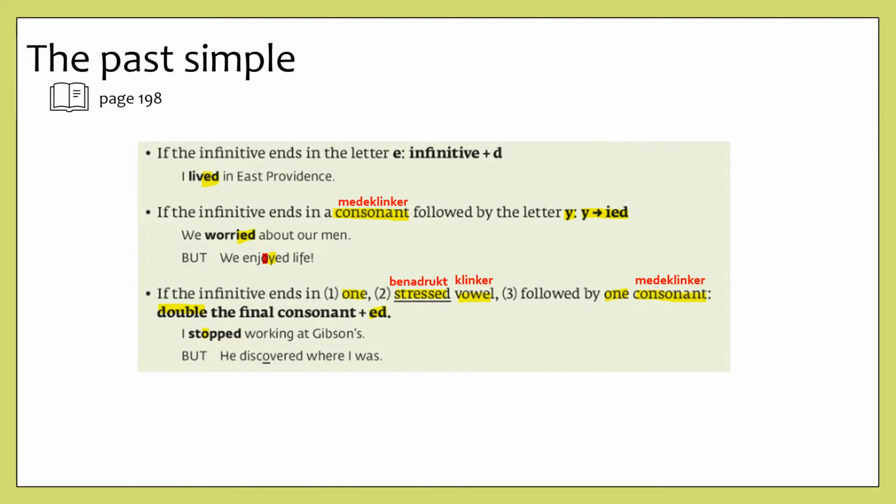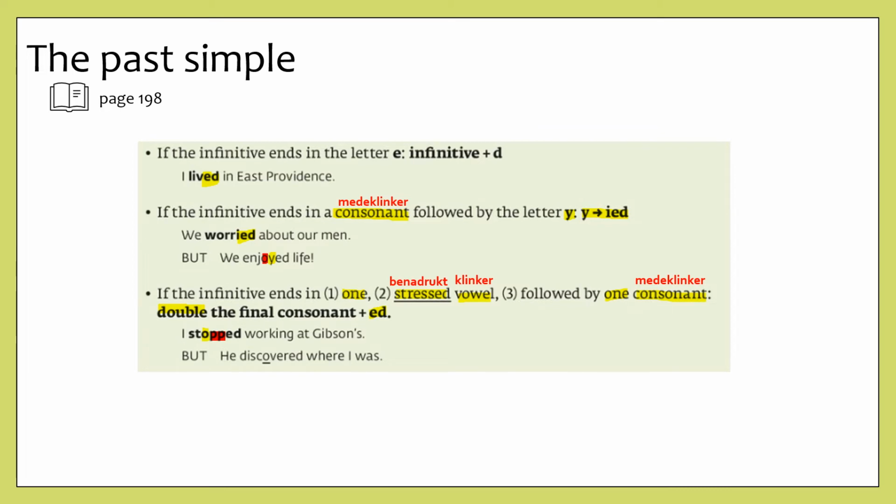Daar ligt de nadruk op de O. Dat kan ook niet anders. Er is maar één, het is een kort woord, dus er is maar één lettergreep. Dat is sowieso benadrukt. A single or one stressed vowel, 1 benadrukte klinker, de O, followed by one consonant, ja, de P. Then I double the final consonant and I add ed. Dus stopped, stop wordt stopped.